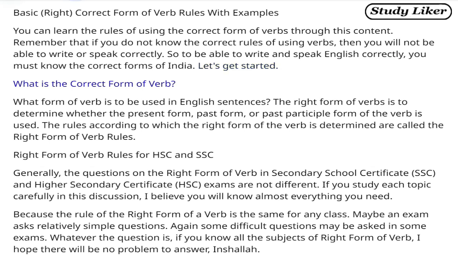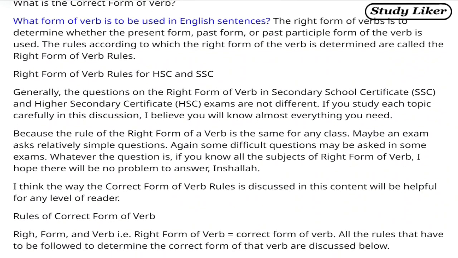What is the correct form of verb? What form of verb is to be used in English sentences? The right form of verbs is to determine whether the present form, past form, or past participle form of the verb is used. The rules according to which the right form of the verb is determined are called the right form of verb rules. Right form of verb rules for HSC and SSC.